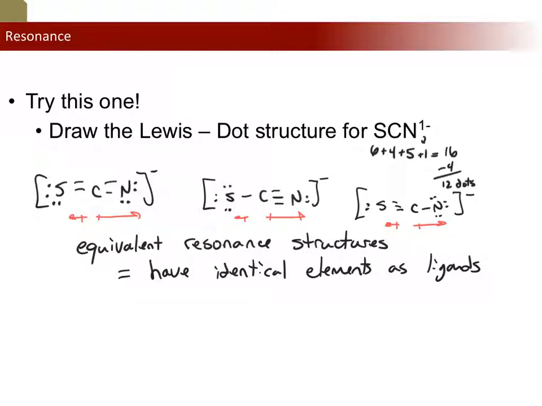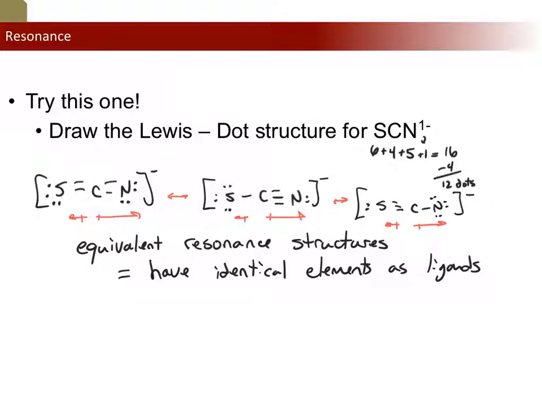So if these 3 resonance structures of SCN⁻, which should have double arrows between them, are not equivalent, then which of these is the preferred resonance structure over the other 2? Going back to my example on the last slide, the NO3, the oxygen was equivalent in all 3 resonance structures, if you remember. So the pull between oxygen and the nitrogen in the center was equal on all 3 resonance structures. But in this situation, the sulfur and the nitrogen do not have equal pull on the electrons.